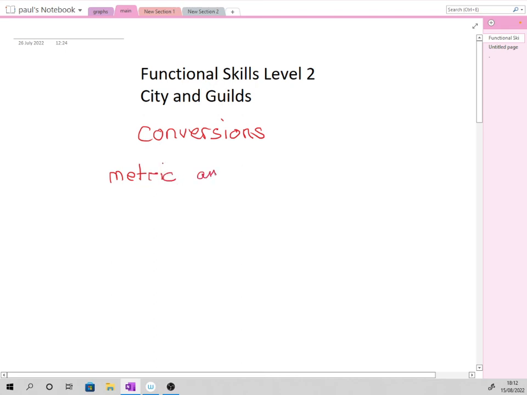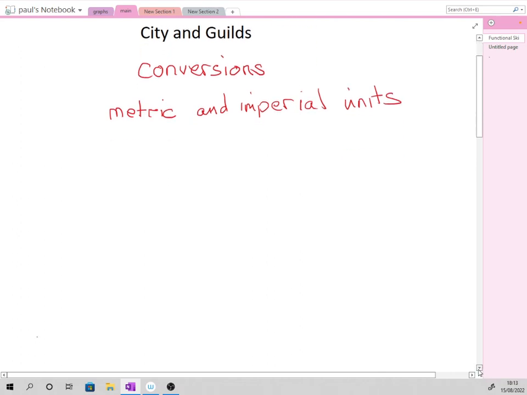Metric and imperial units for this one. Okay, so you've got to know this off by heart. This will be a killer if you don't know this sort of stuff by the time you get to proper questions and exams. And these kinds of conversions are only part of a bigger question.